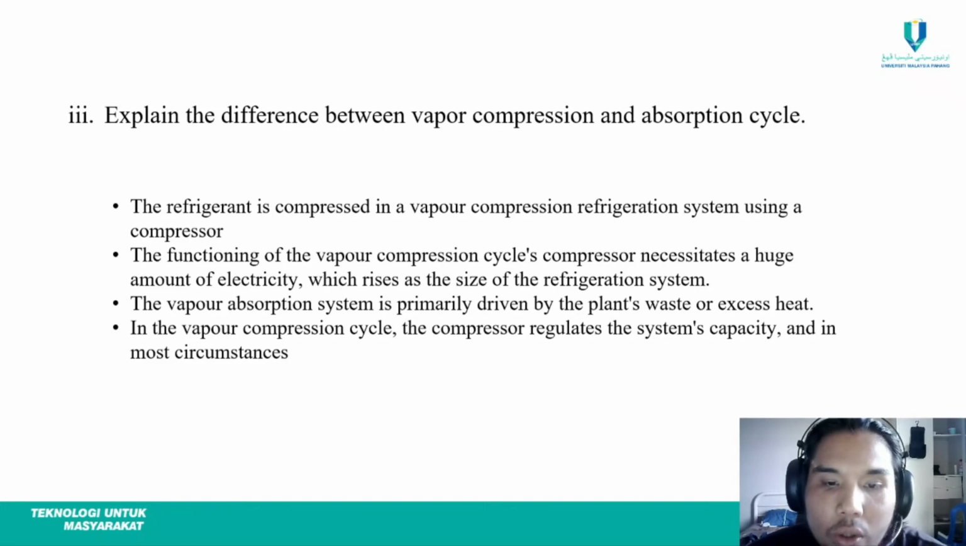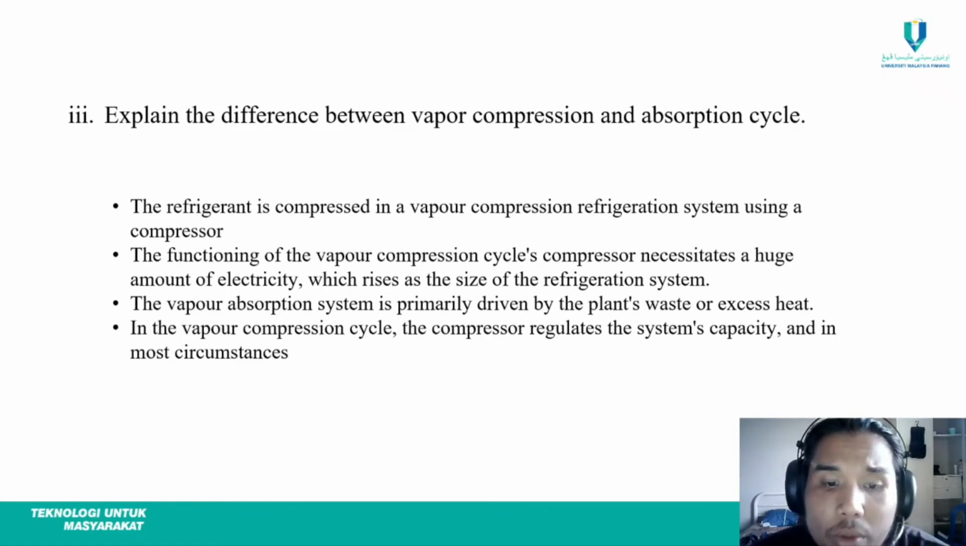The functioning of the vapor compression cycle's compressor consumes a huge amount of electricity, which rises as the size of the refrigeration system grows. The pump in a vapor absorption refrigeration system uses very little power, and it stays almost the same or slightly increases even when the refrigeration capacity is increased. As a result, the vapor absorption refrigeration system consumes significantly less energy than the vapor compression system.